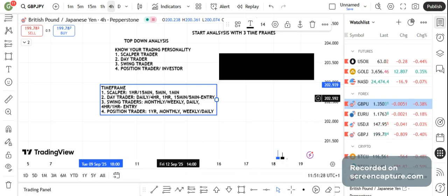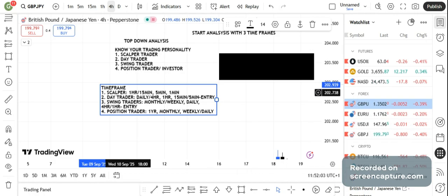Now if you notice, I said what we are talking about today is top down analysis. You see, top and down analysis. Where is the top? The top is the 1 hour time frame. And which one is the lowest time frame here? The lowest time frame is the 1 minute time frame, right? So that is what we mean by top down analysis. That is, you do your analysis from the higher time frame, the top time frame, to the down time frame, which is the lower time frame.